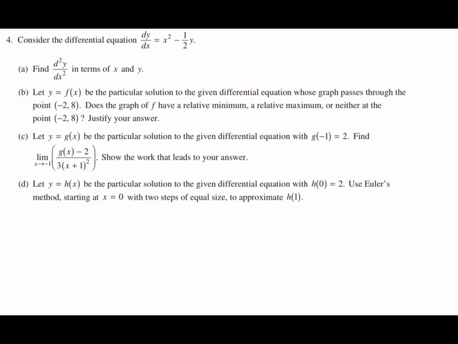Part A asks for the second derivative in terms of x and y. If you take note, my first derivative is in terms of x and y, which means that I have to take the second derivative implicitly. So the derivative of the first derivative is the second derivative.